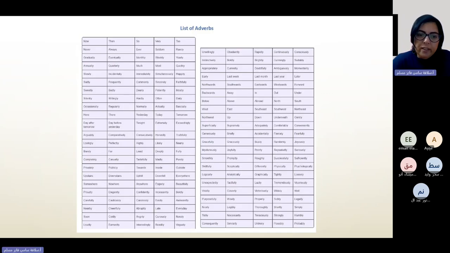So here are lists of adverbs that are most commonly used in English. Please try to learn them by heart. It's not for the exam or anything, it's just for you, okay? Try to learn them by heart so that when they come in a sentence, you know directly that these are called adverbs, all right?